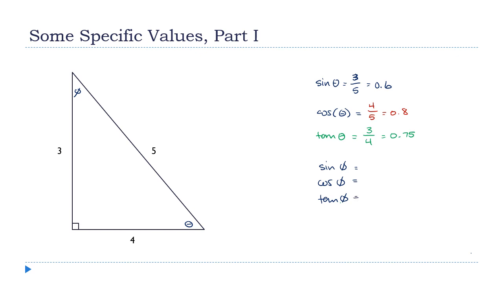Okay, so let's see. For this angle, the opposite side is 4, so the sine is going to be 4/5, or 0.8. And now the adjacent side is the 3, so the cosine is 3/5, or 0.6. Finally, the tangent is the opposite side, that's 4, divided by the adjacent side, that's 3, so it's 1.33, and that's a repeating decimal there.